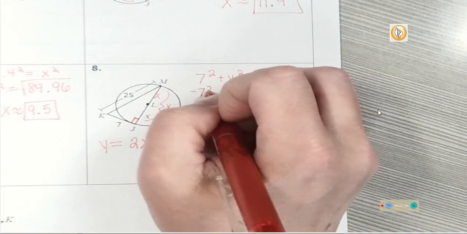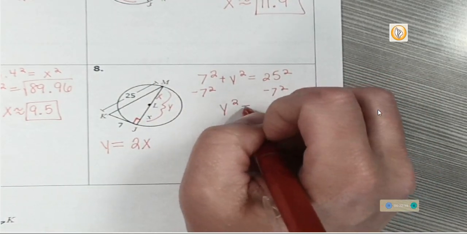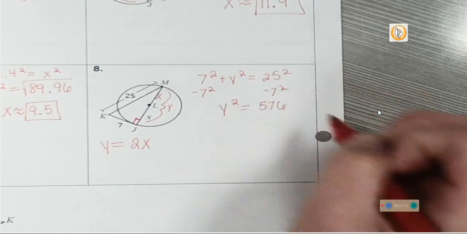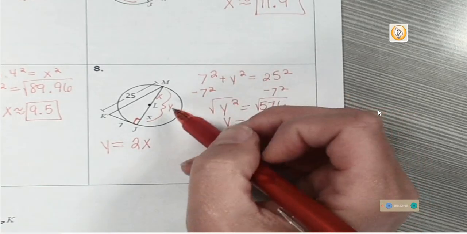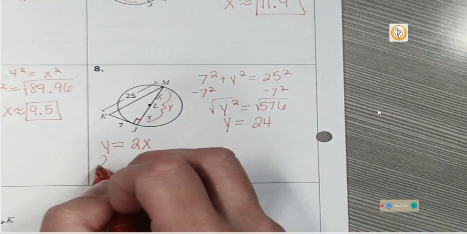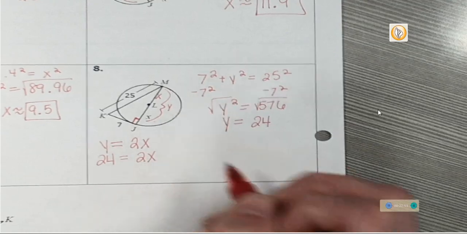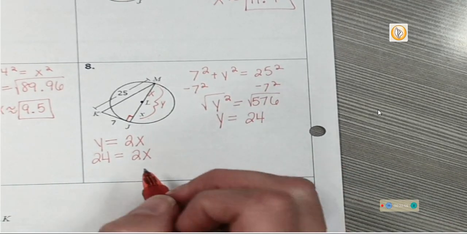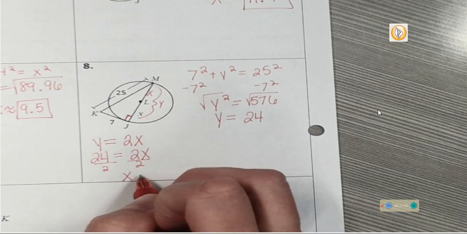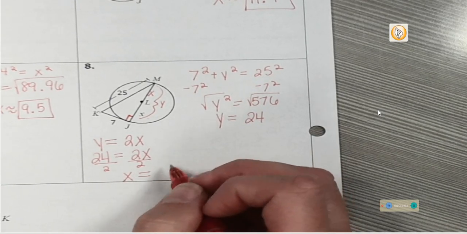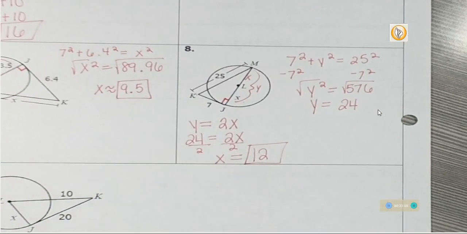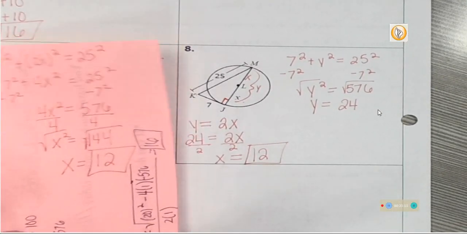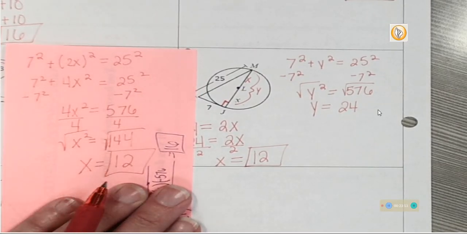And then when I subtract 7 squared, y squared equaled 576. And when I took the square root, my y equaled 24. So this entire thing is 24. And 24 is 2 x's. So basically, what do I have to do with 24 to get just one of my x's? I have to split it in half. And so 24 split into 2 equal x's is 12. So whether you renamed it because the x's were on the same side of the triangle, or you just did the math, the algebra, you're going to get the same answer.